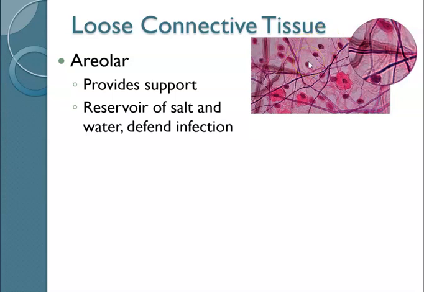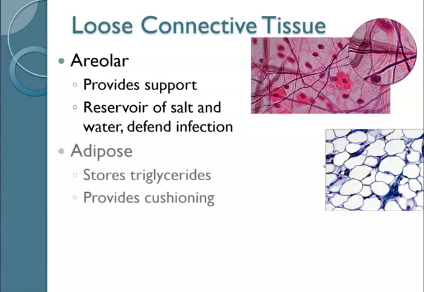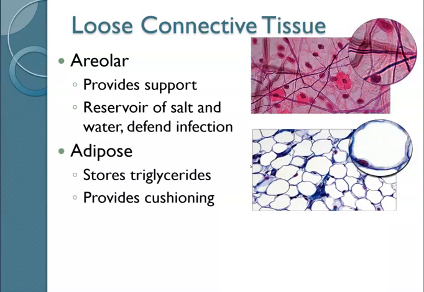It does support, as every other connective tissue does, but the main distinguishing feature of areolar connective tissue, which is different from the others, is that it is a reservoir of salt and water. That's the main difference from other connective tissue. Then adipose connective tissue, adipose is fat. Their main function is to store triglycerides. That's the storage form of fat in our body. They also provide cushioning. They're found around organs, even the heart. Around our heart, we have adipose connective tissue.